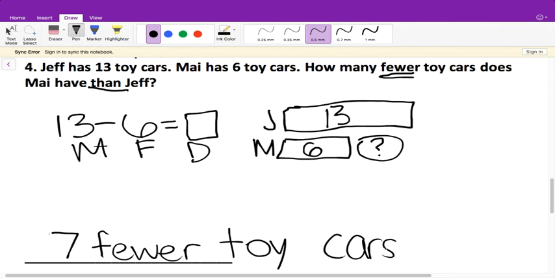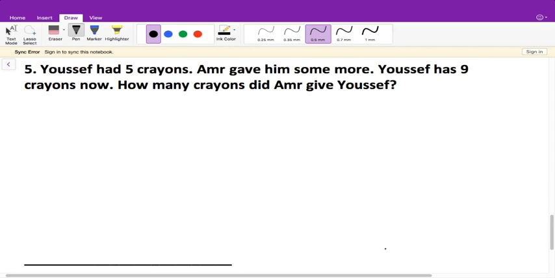Okay. Now we're going to move on to the last problem, problem number 5. Okay, let's read problem 5 together. Yusuf had 5 crayons. Amr gave him some more. Yusuf has 9 crayons now. How many crayons did Amr give Yusuf?